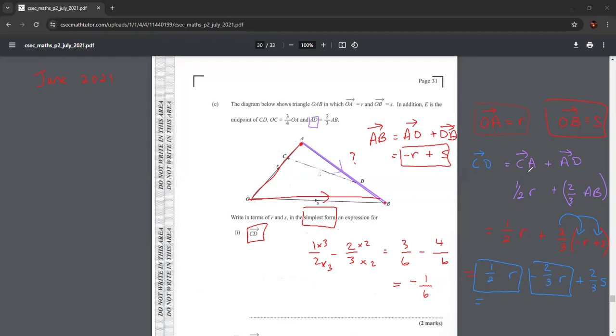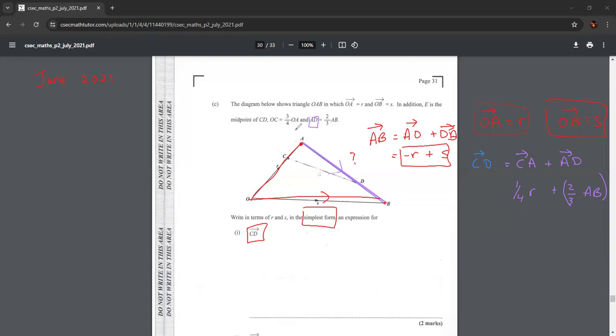Wait, I made a mistake. It's not a half of R. Why do I have a half here? I just have to go back to that point. This is not supposed to be a half. This is a quarter. Remember, CA is a quarter of OA. Why did I have a half? So I'm reversing up to that step. Everything else is good, except this is a quarter, not a half.